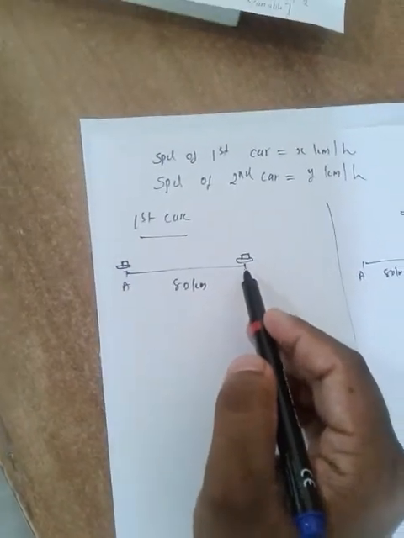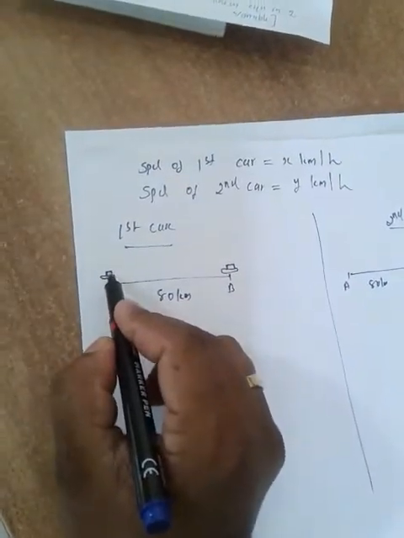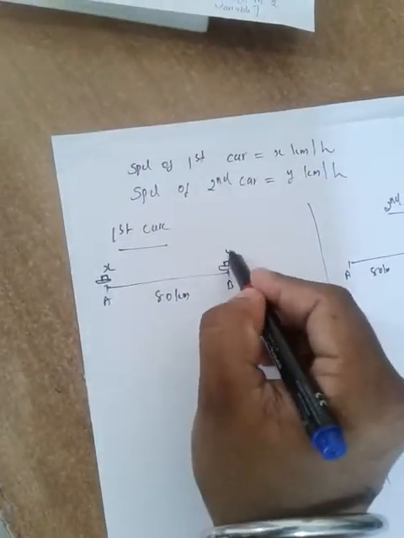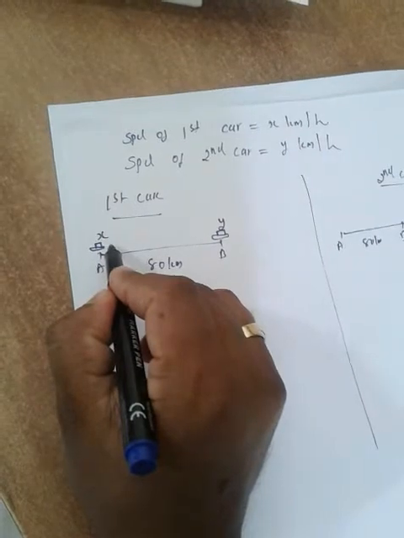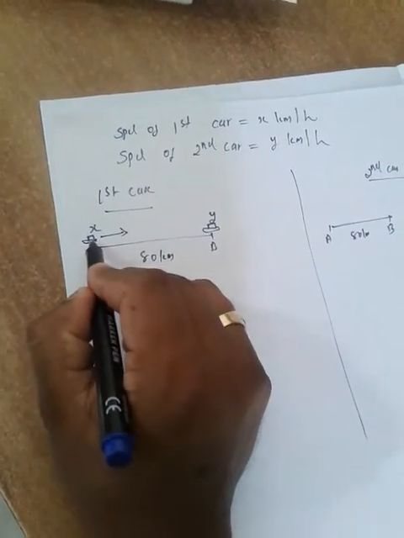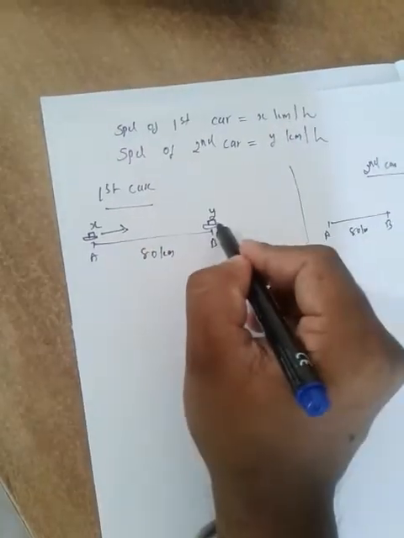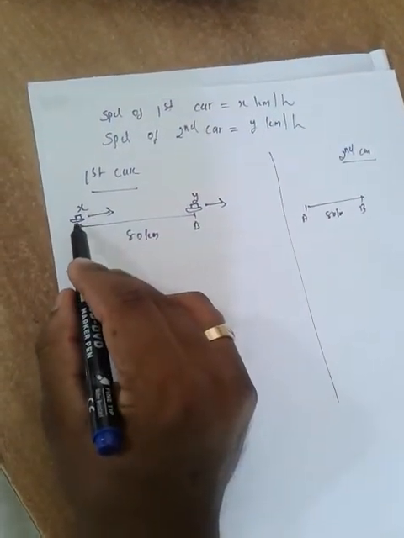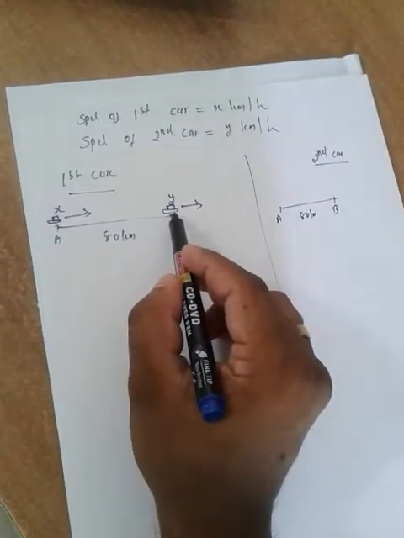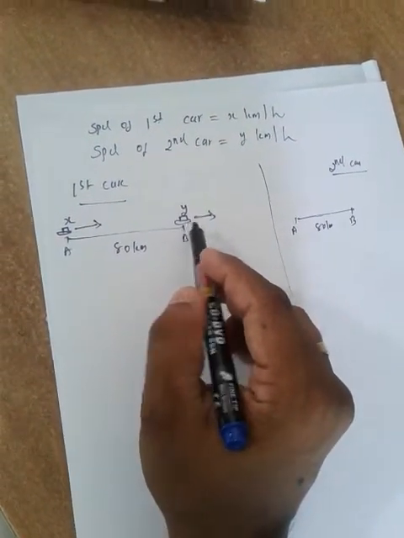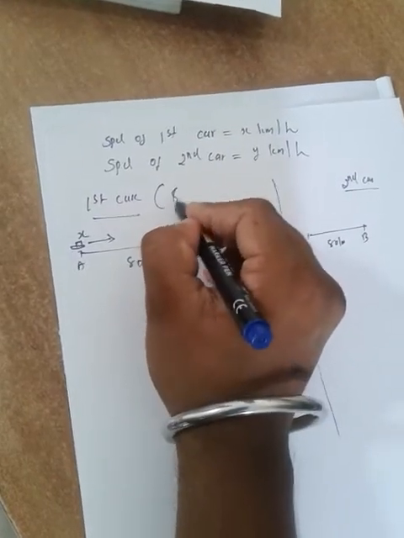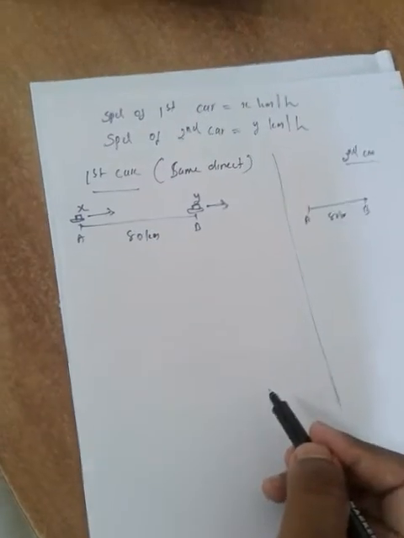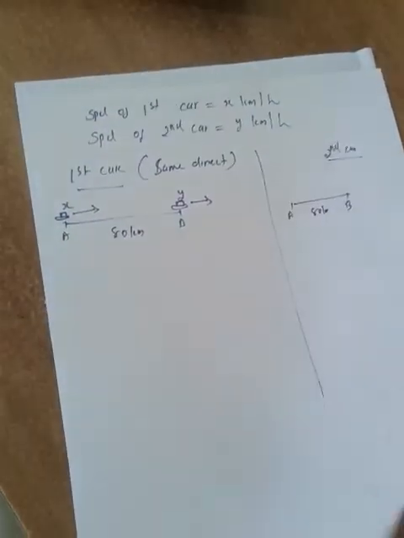Okay. And you know that this car is traveling at a speed of x. We mentioned that. This car is traveling at a speed of y. And both cars are traveling in the same direction. Suppose it is traveling in this direction, this car also should travel in the same direction. Whichever direction the first car is traveling, the second car also must travel in the same direction, because that is the first case. Both cars are traveling in the same direction. Are you following me? And both cars have to meet somewhere.